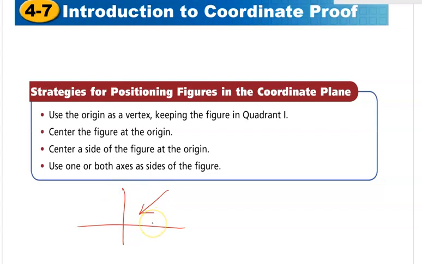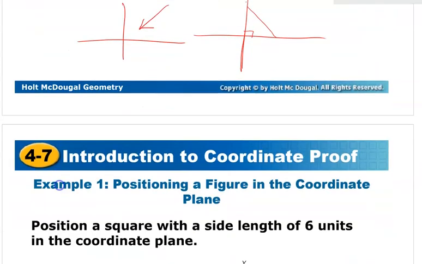Use your x and y axes. Center a side of the figure at the origin, and use one or both axes as sides of the figure. It just makes things easier. So if you're graphing a right triangle, just put it right there. There's your right angle. Beautiful. You don't need to put it out in the world. That's just going to complicate things. Just put it at the origin, it makes it so much easier.